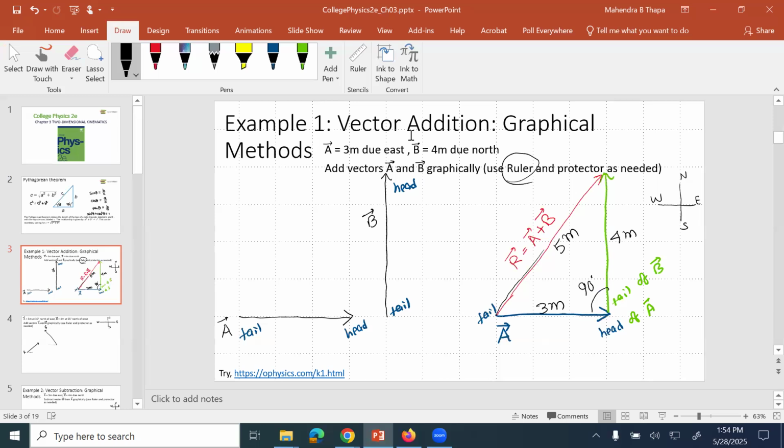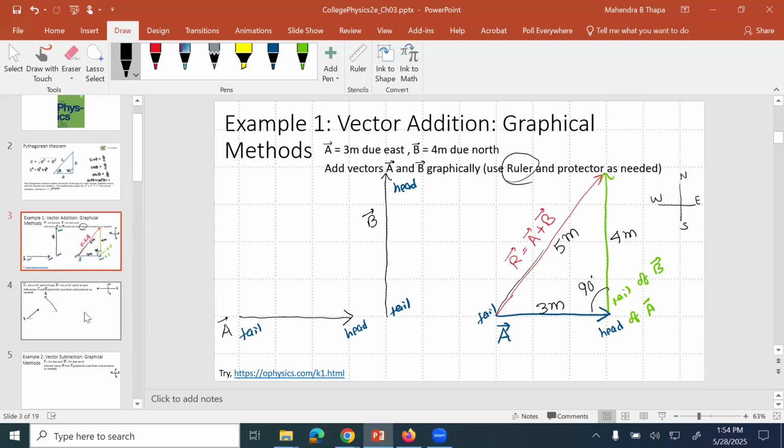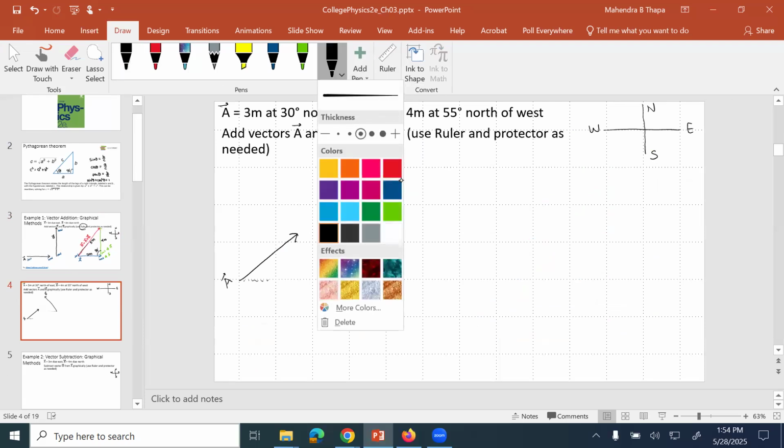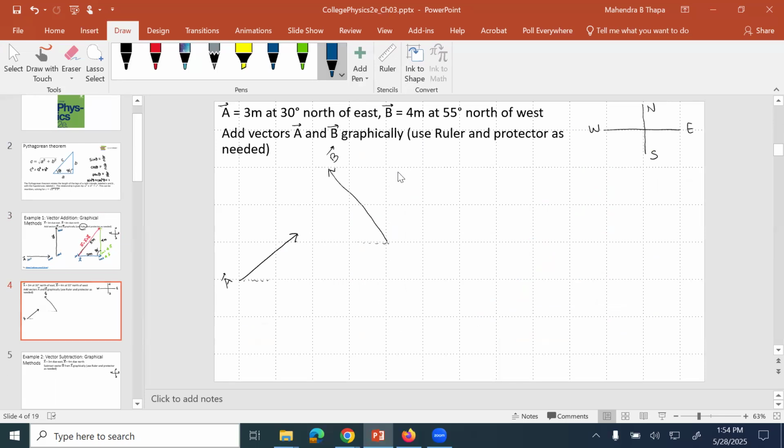Okay, let's use the concept for different angles. Say vector A making angle 30 degree north of east. This is vector A. Vector B is 4 meter at 55 north of west. So again, I will use the same concept that I started before. So I will draw the vector A exactly the same and parallel, say like this. So use the ruler and protractor again. So this is the vector A.